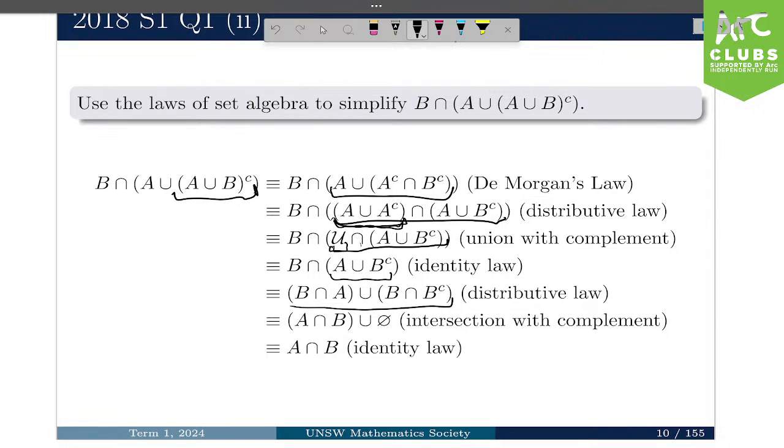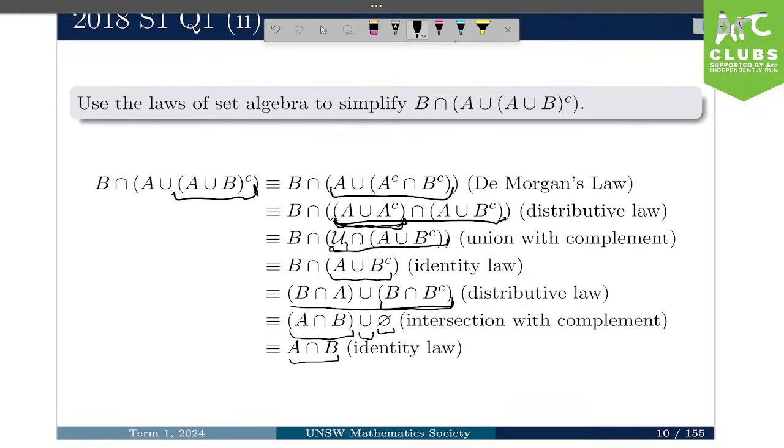And here, if we look at this part, we're looking at all the elements that are in B and also not in B, and obviously that yields nothing. No elements satisfy that, and that's why we get the empty set here, right? And finally, we've got something union all the elements in the empty set, which just gives us back our something, our A intersection B. And that's the full simplification of this complicated expression here.